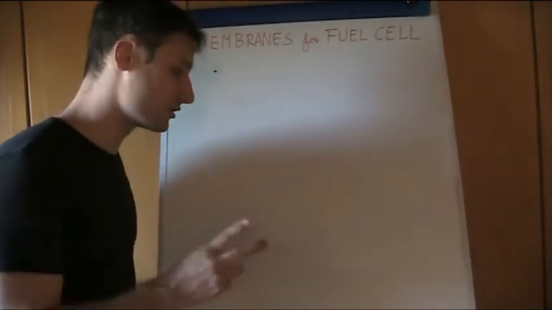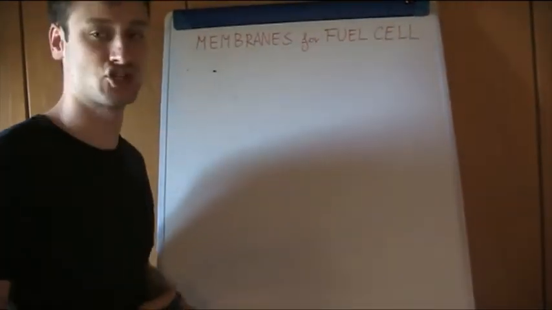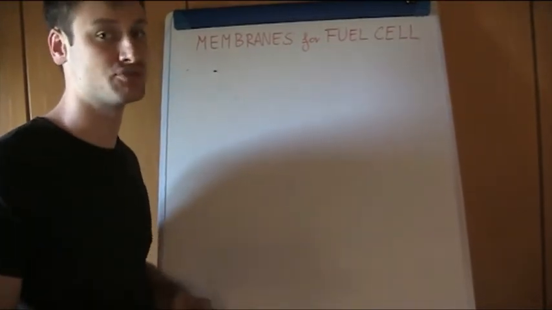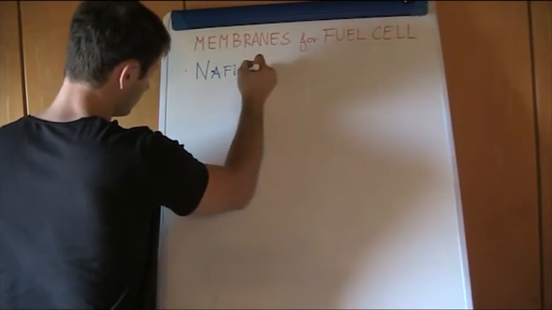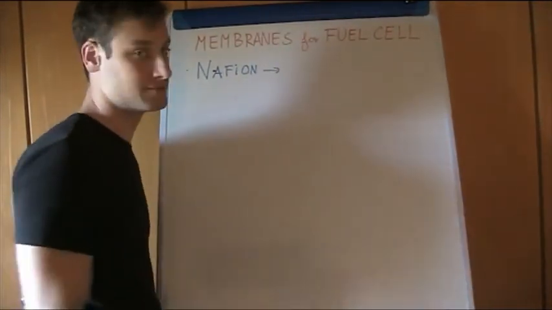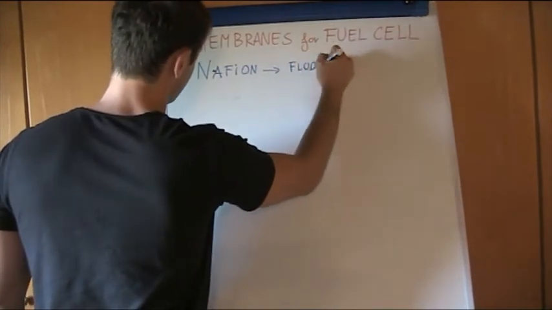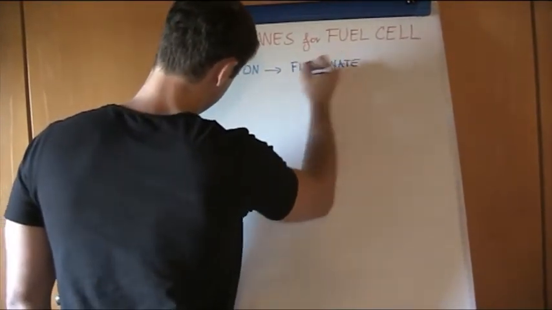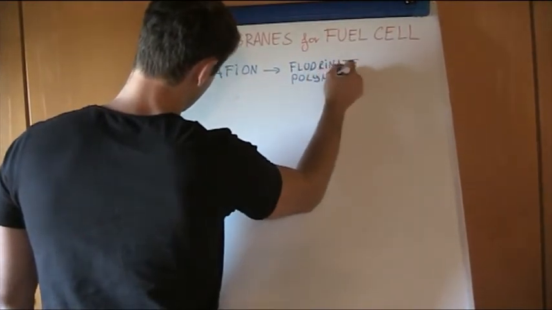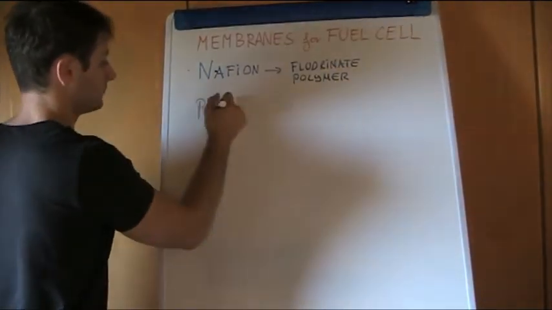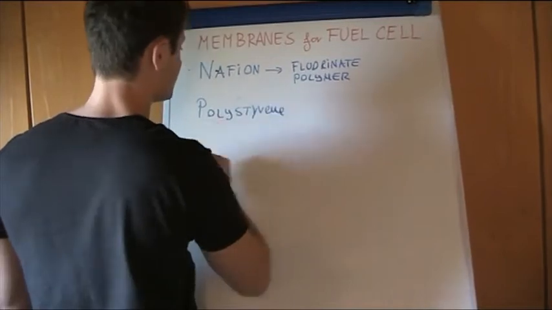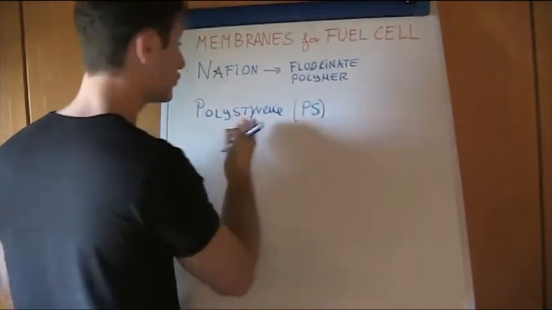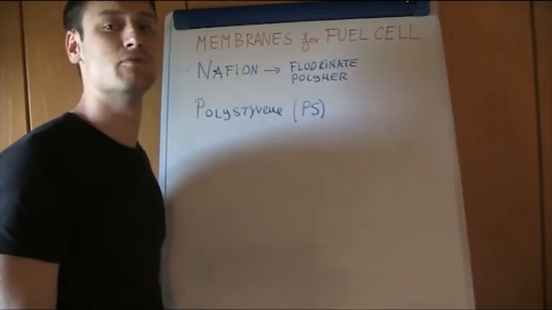So in general there are two main types of proton exchange membrane, or in general ion exchange membrane, used in the fuel cell, and these membranes are respectively Nafion, that is a fluorinated polymer, and polystyrene. Polystyrene, known as PS. Cross-linked polystyrene, to be more precise.